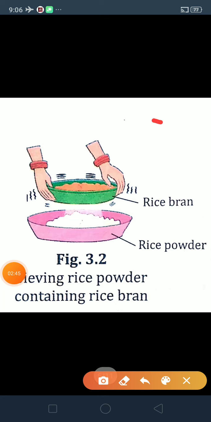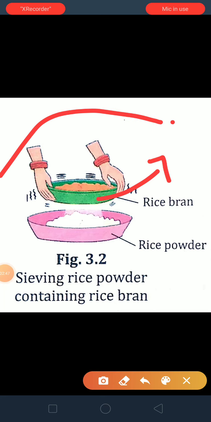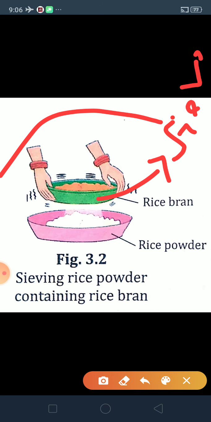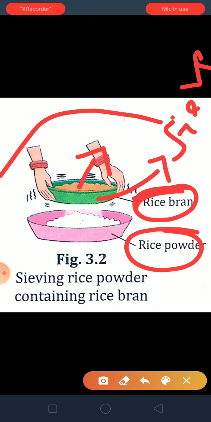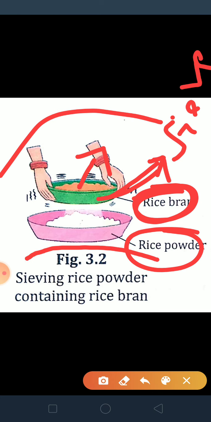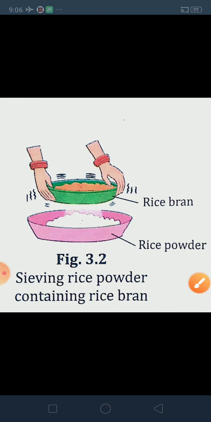Here a picture is given. This green one is the sieve, and here this is rice bran. Here a woman, I think, is separating the rice powder from rice bran by the help of a sieve. In this way, this is sieving rice powder containing rice bran. In this way we can separate the undesirable components from solid in solid mixtures to get a desirable or pure component.